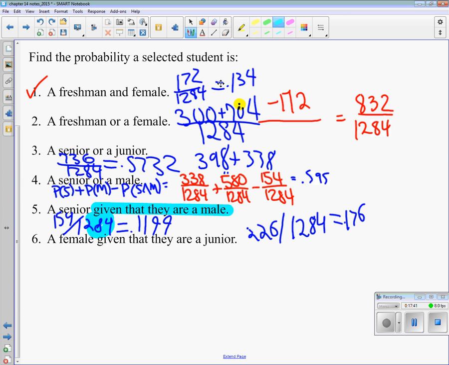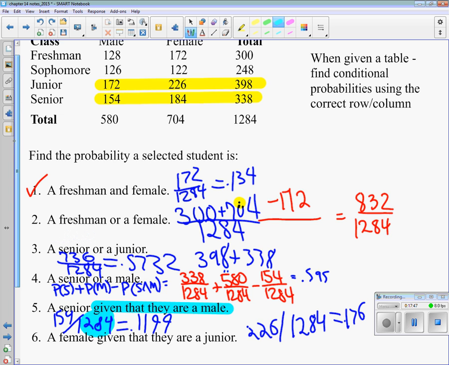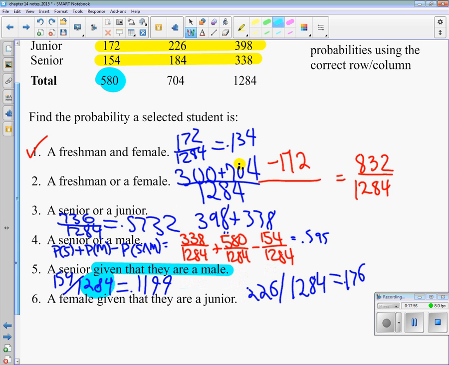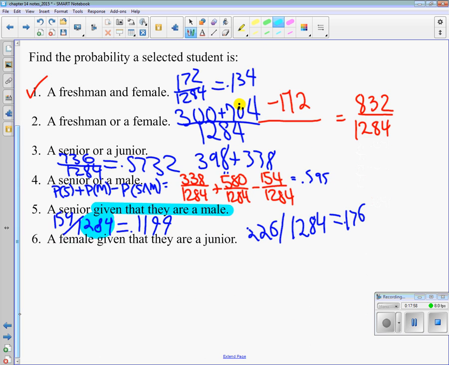Given that they are male means this denominator should be the total of the males. It's not. So what should we change that number to? 580. That's the total of the males, right? The numerator is senior, so it's going to be 154. So I agree with the numerator, but the denominator should be 580. Good.